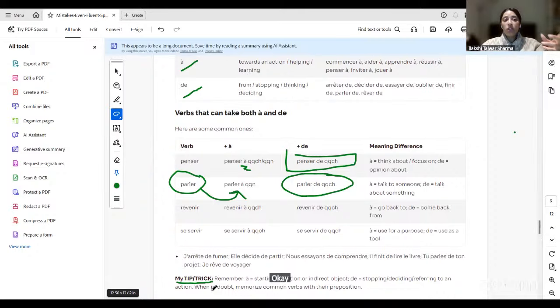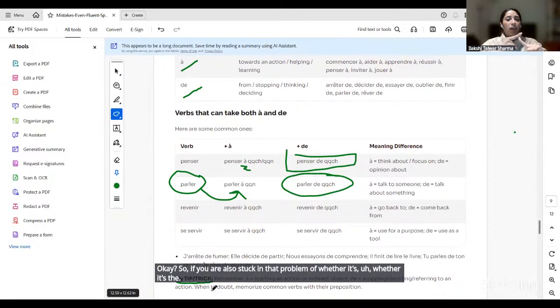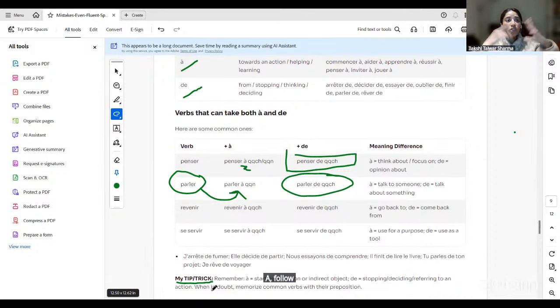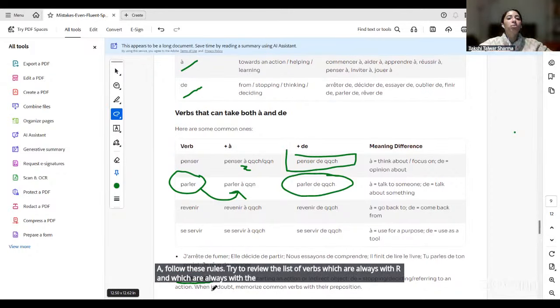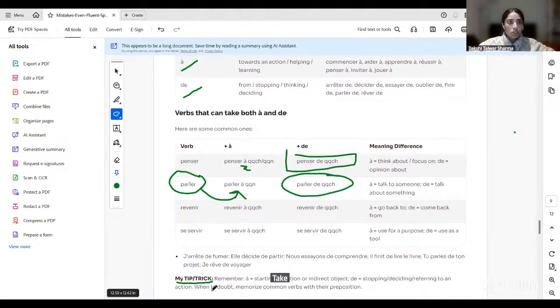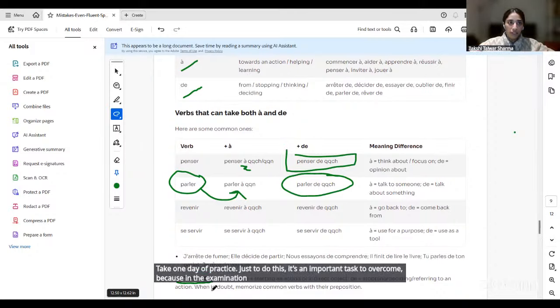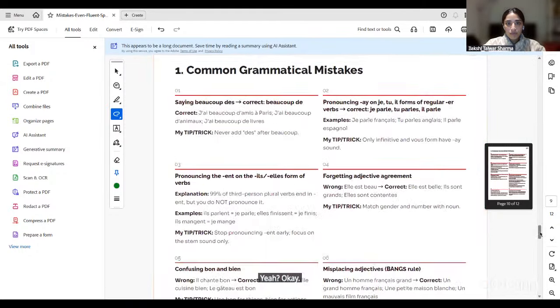So if you're also stuck in that problem of whether it's à or de, follow these rules. Try to review the list of verbs which are always with à and which are always with de and those which can come with both. Take one day of practice just to do this. It's an important task to overcome because in the examination, you know you're going to be using à's and de's a lot. Yeah? Okay. Let's proceed.